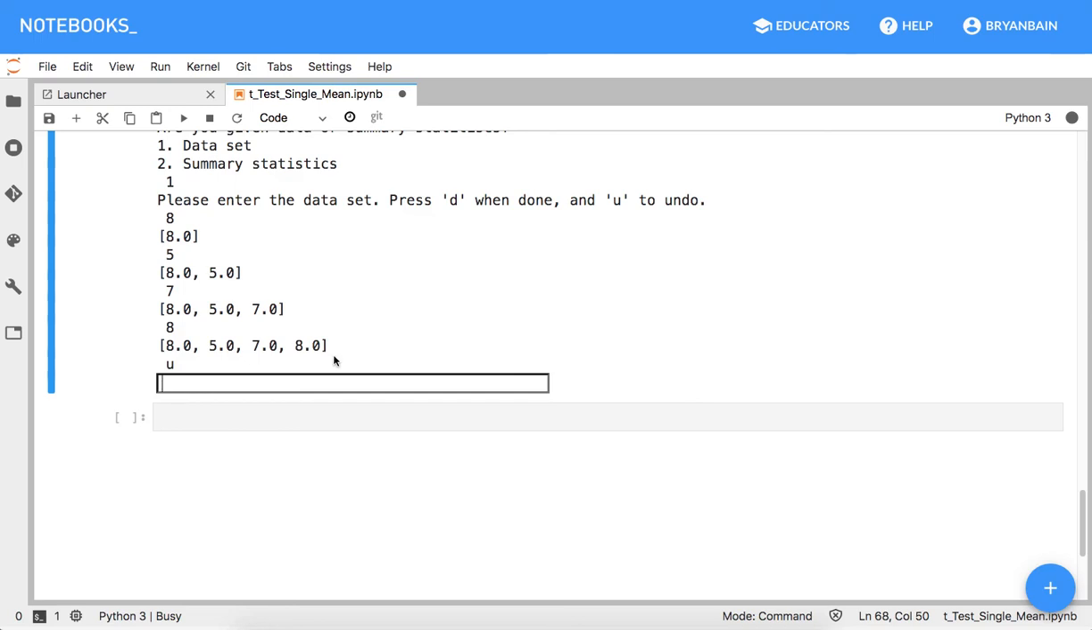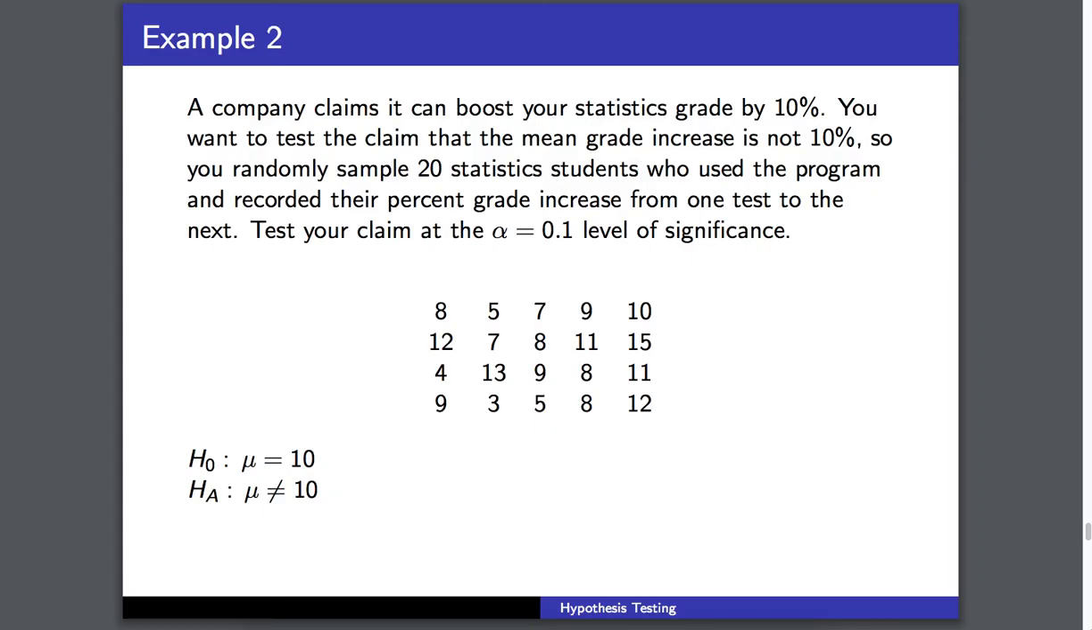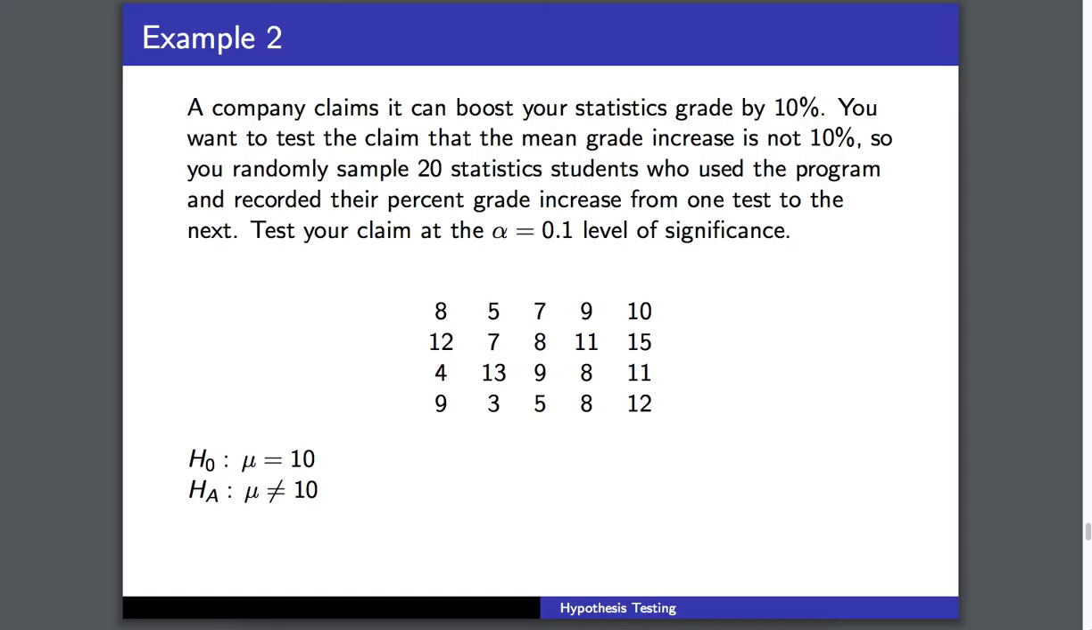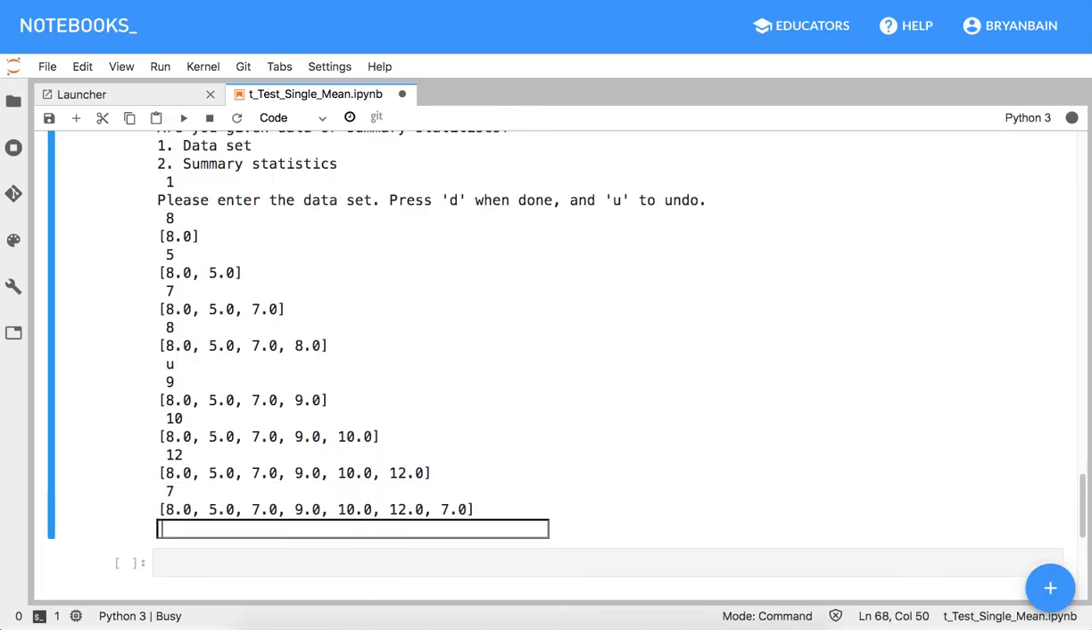Now it's not going to print it in this case. I might adjust that later. But right now it has 8, 5, and 7 again. Now if I add in the 9, now I've got 8, 5, 7, and 9. So 8, 5, 7, 9, and 10. And then 12, 7, 8.